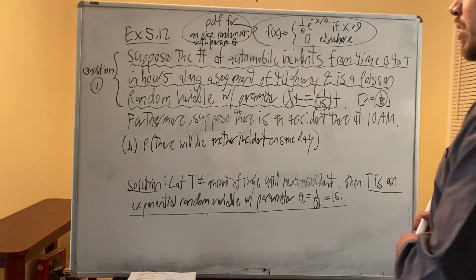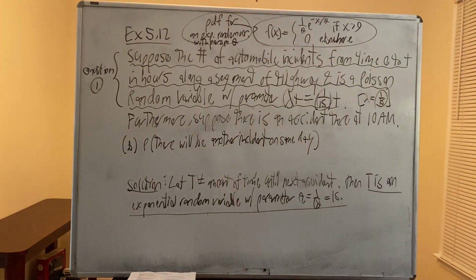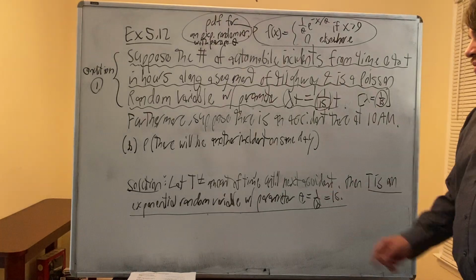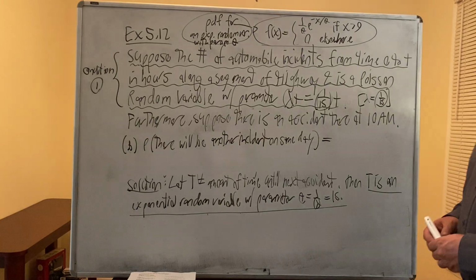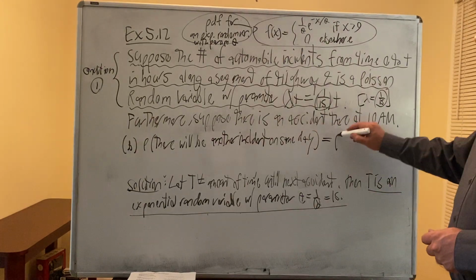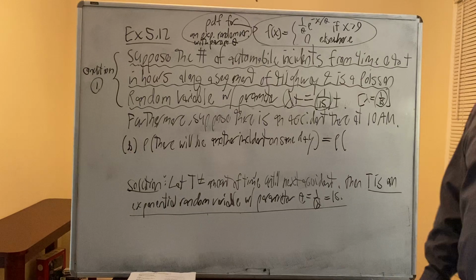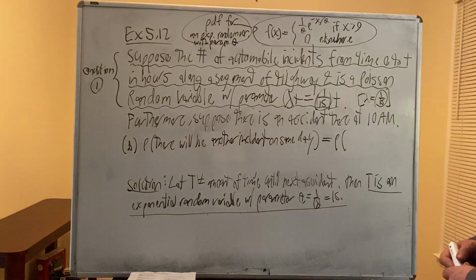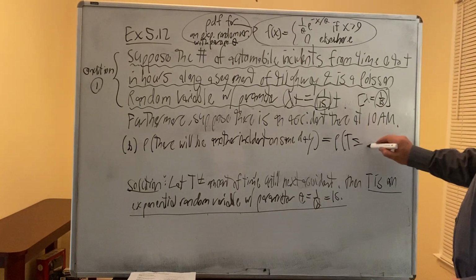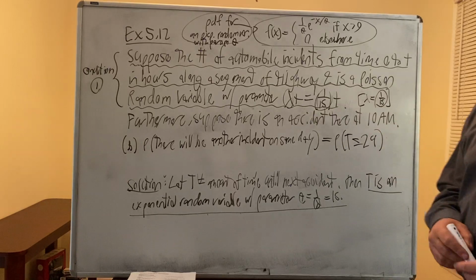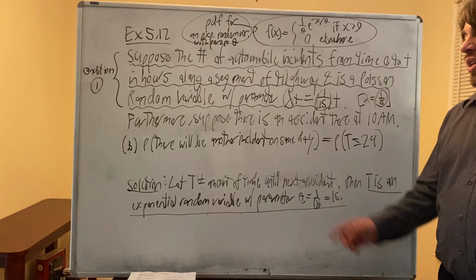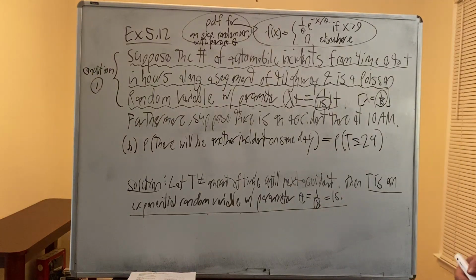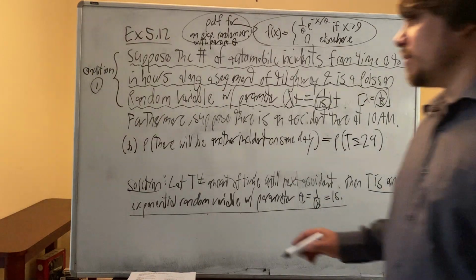So what does that mean? Well, capital T is the amount of time until the next accident, and it's an exponential random variable with parameter theta equals 15. That's the amount of time you wait until the next accident, and there's going to be another accident the same day. That means the wait time has to be at most 24, so capital T is less than or equal to 24. The wait time until the next accident is less than or equal to 24, and that's the probability that there will be another incident on the same day.